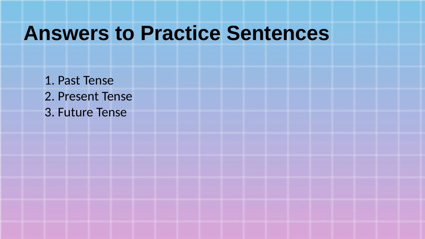Now, let's review the answers. 1. She finished her homework last night. Past tense. 2. He is reading a book now. Present tense. 3. They will celebrate their anniversary next week. Future tense. Well done. Let's wrap up with a quick recap.